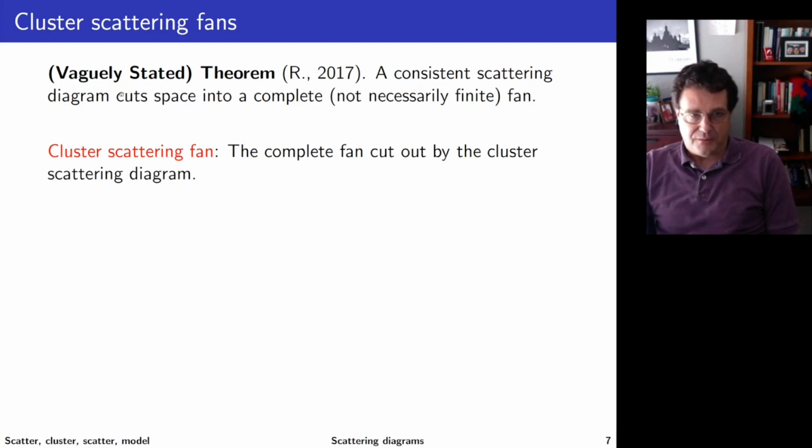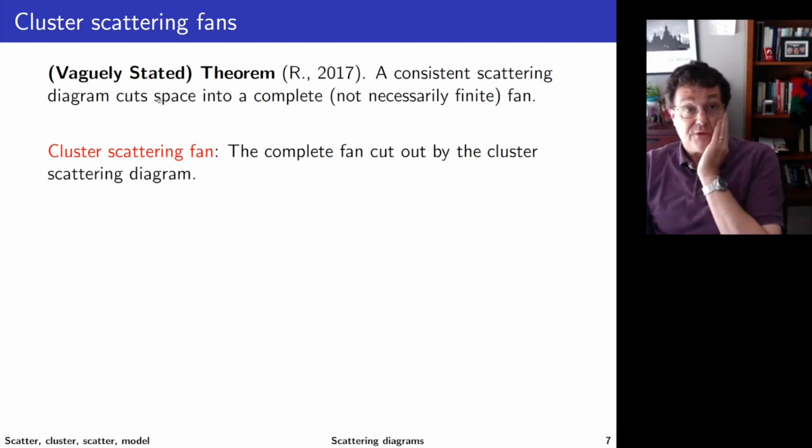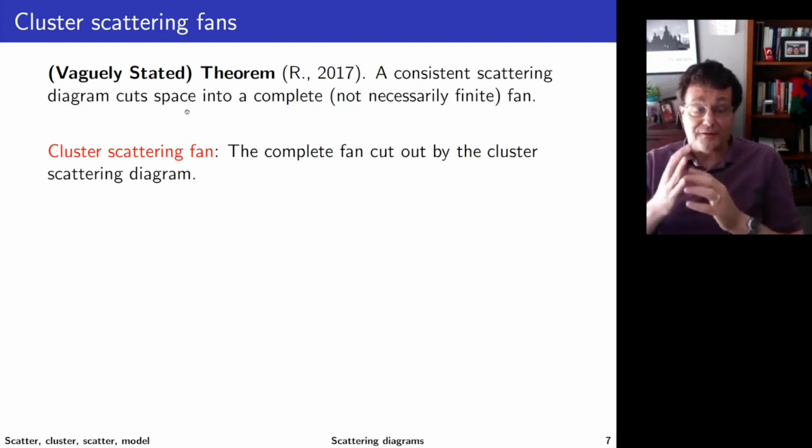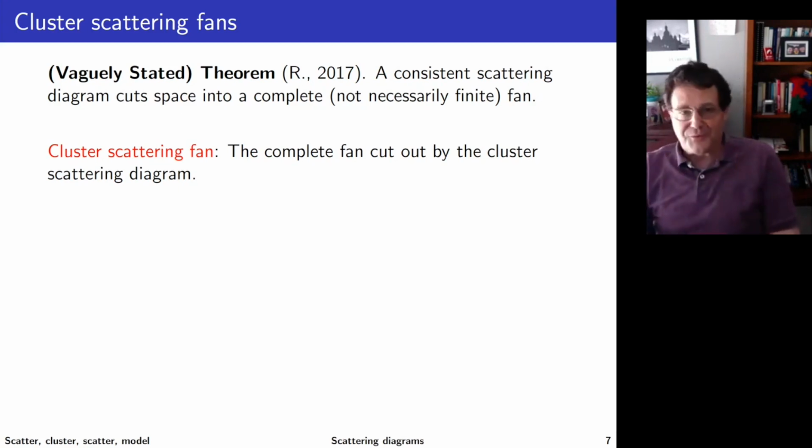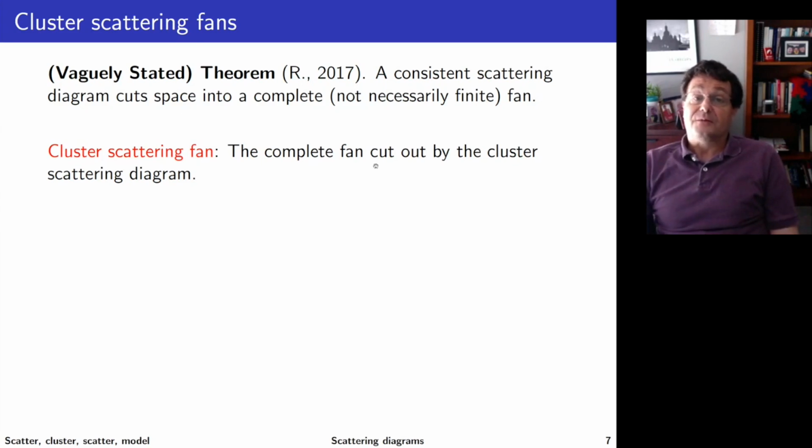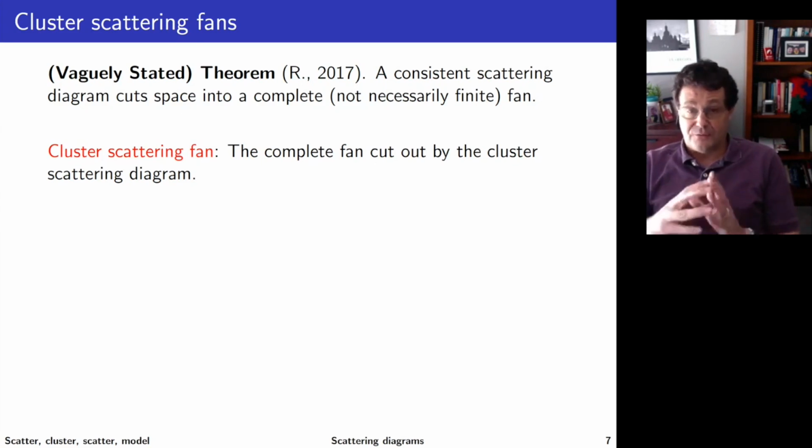Well, that was probably the hardest part of when I tried to prove this theorem. I kept realizing that my definition of cut space wasn't quite the right thing. And then once you get to the end and prove it, you realize, of course, that was the only thing you should have ever written down. But anyway, the cluster scattering fan is the complete fan cut out by the cluster scattering diagram. Given a particular skew-symmetric integer matrix, there's one particular scattering diagram you write down, and it's consistent, and so it cuts space into the cluster scattering fan.